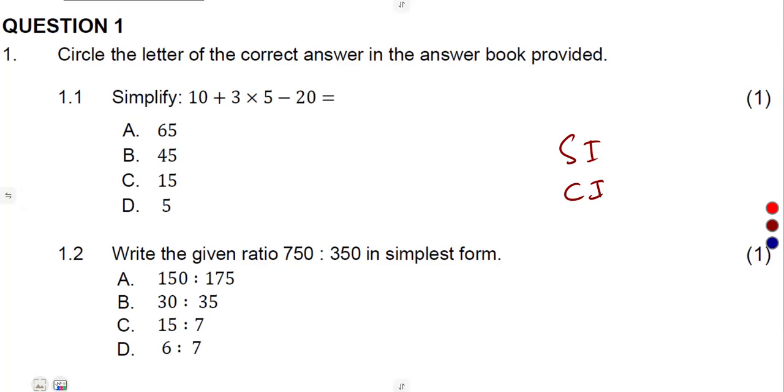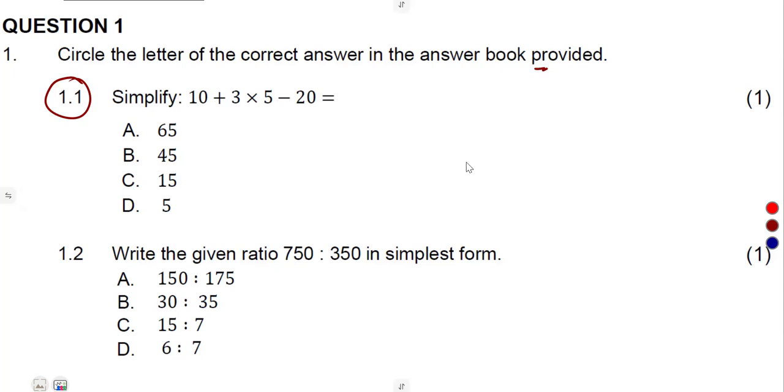So question number one, we are given to circle the letter of the correct answer in the answer book provided. 1.1 can also be under integers. Also under integers, you can find questions like this, also under whole numbers, because we also have the application of the BODMAS. So it can be found in both.